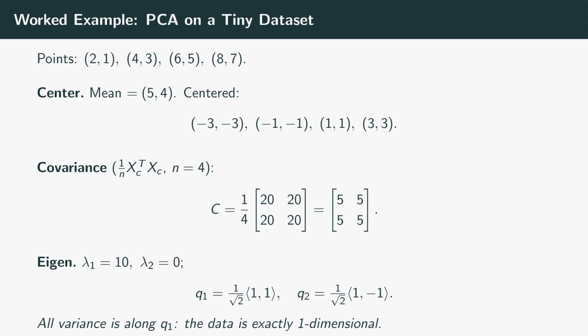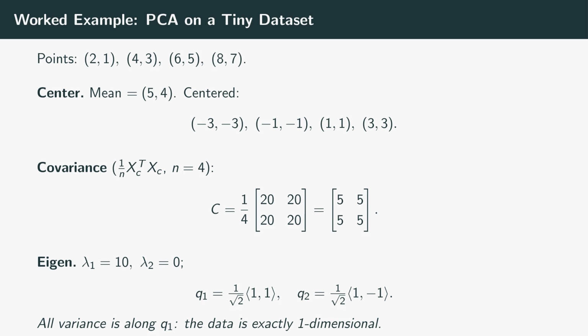Let's run PCA by hand on a tiny dataset. 4 points in the plane: 2, 1; 4, 3; 6, 5; and 8, 7. Step 1, center. The mean is 5, 4: average the x-coordinates and the y-coordinates separately. Subtract it from each point to get the centered data: -3, -3; -1, -1; 1, 1; and 3, 3. Notice these all lie on a single line through the origin.